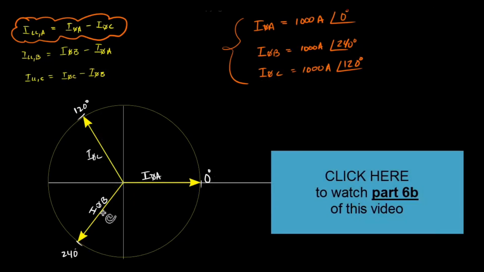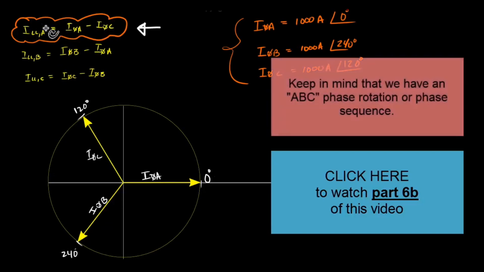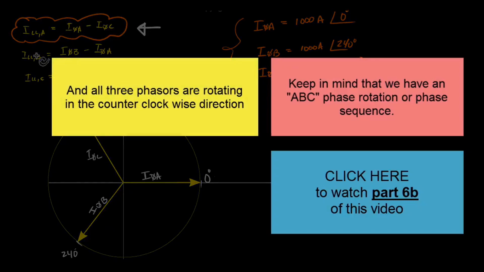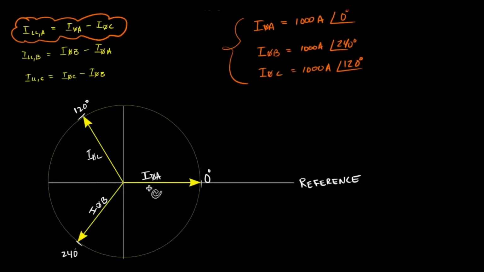We're going to take these phasors and subtract phase A current with phase C current, and then look at what our line current A looks like. Here's phase A current, and here is phase C current.